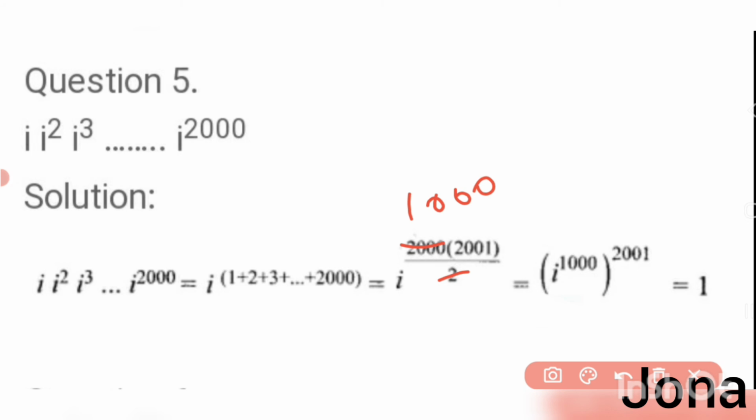Okay. So i^(1000×2001) here. So i^1000 is 1 here. So 1 power 2001 is nothing but 1 only.